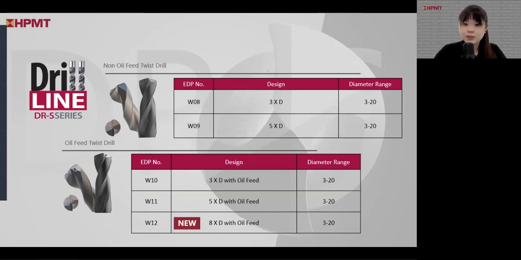In addition, because we keep on receiving customers' requests to help them customize our DRS and make it have longer sizes, today we would like to let you know, for whoever is looking for those sizes, we did make another new addition for this 8D design with the code W12. All of these variants come with a diameter range starting from 3 up to 20.